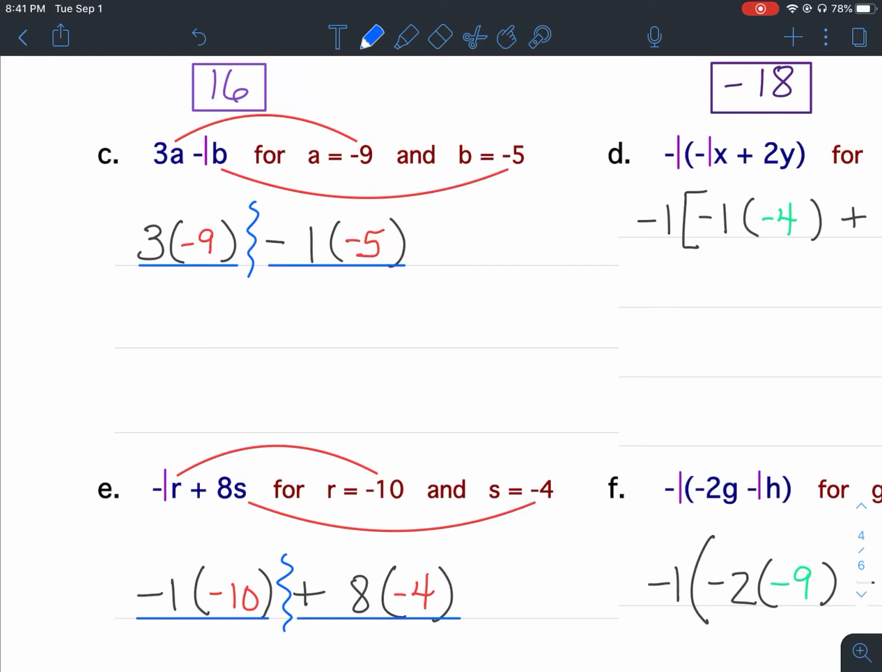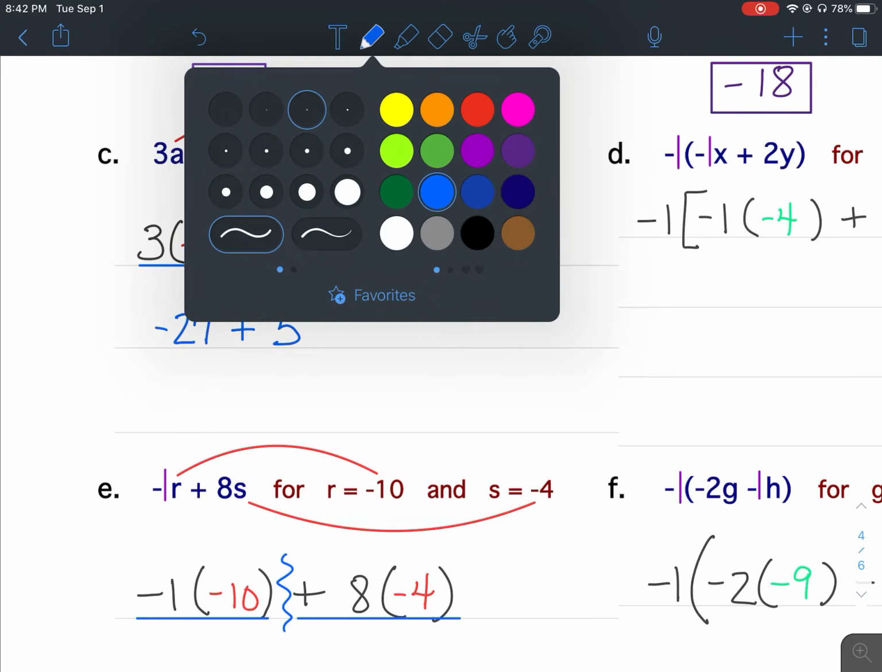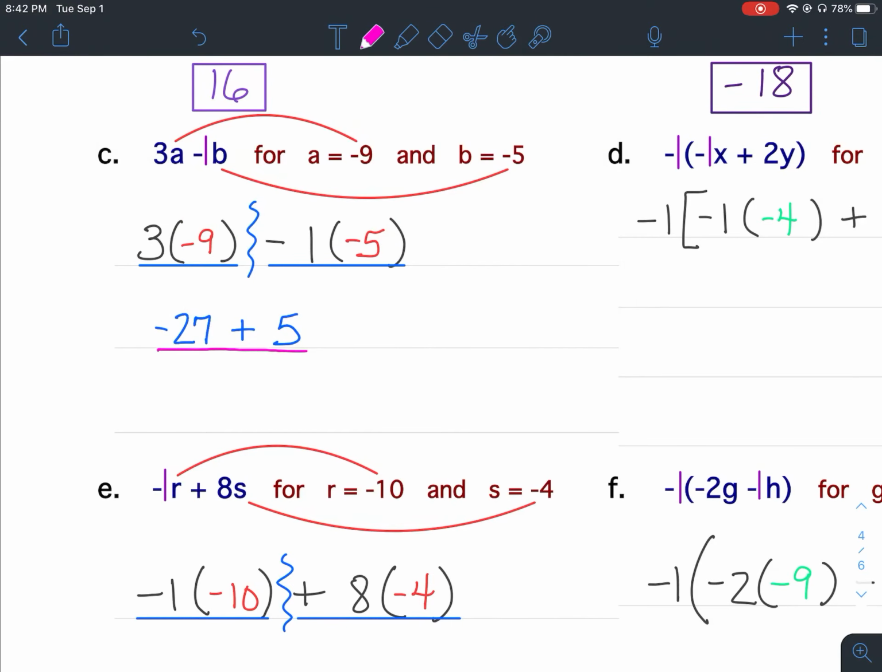So I'm going to start with my multiplication. 3 times negative 9. 3 times 9 is 27. There's one negative, so it'd be negative 27. 1 times 5 is 5. And because there are two negatives, an even amount of negatives means that 5 will be positive. Last step, combine these numbers.